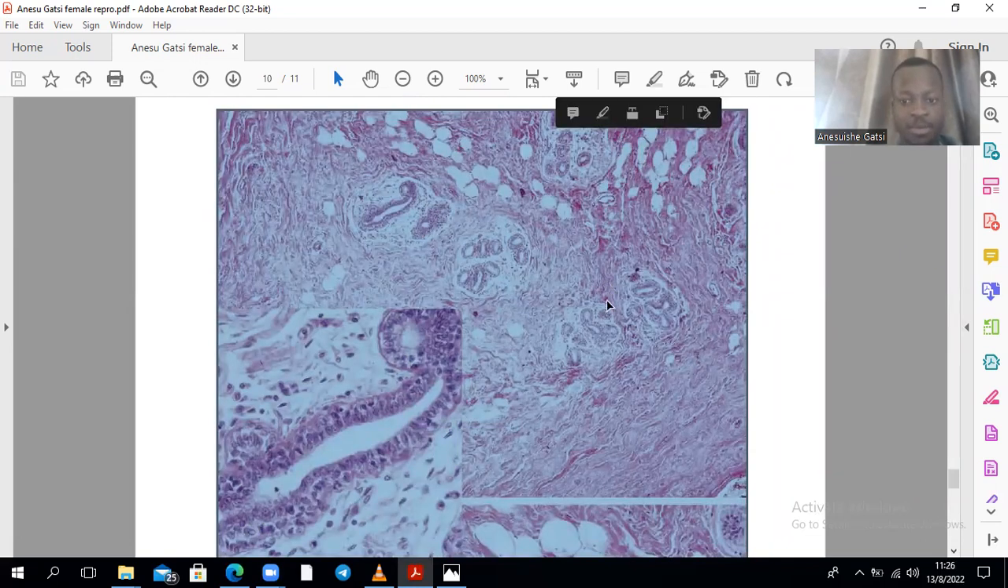Then that's a lobular unit. That's a terminal duct lobular unit. This one is breast tissue, and funny enough, this is inactive breast tissue. It's not active.